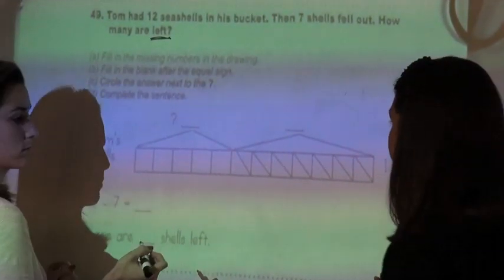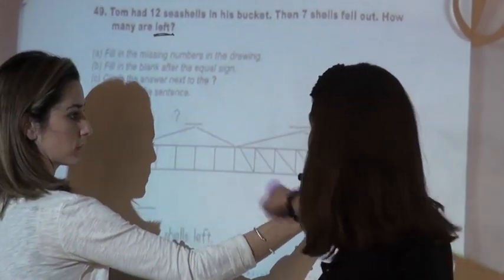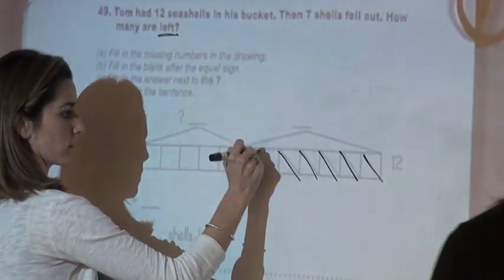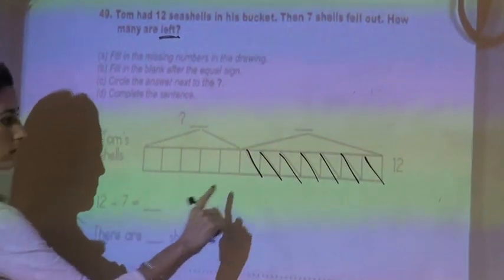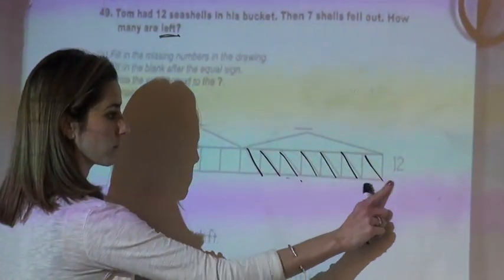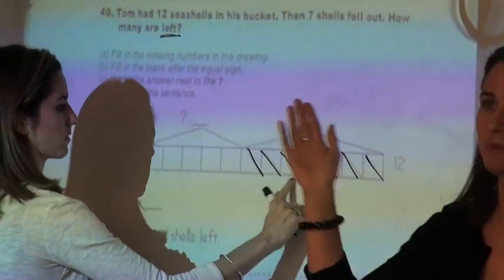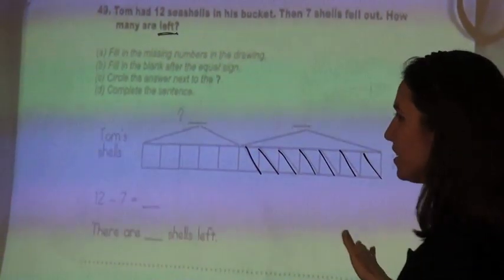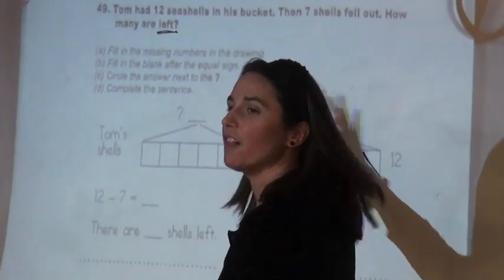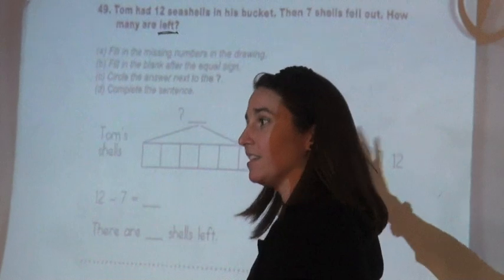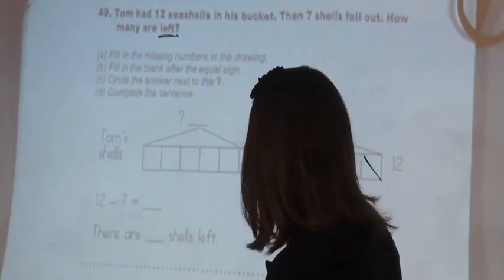Then 7 of them fell out. So to represent that, we cross out 7. And we teach them to do it from the right, which some of them ask about, why are we doing it over there? Because everything else we do, we start left to right. But it's to show that they fell off the end. Like this was the end and it fell off the end.